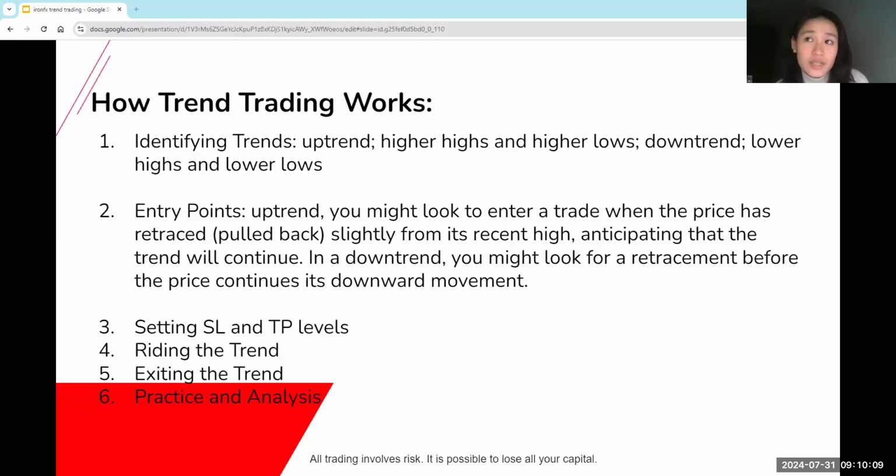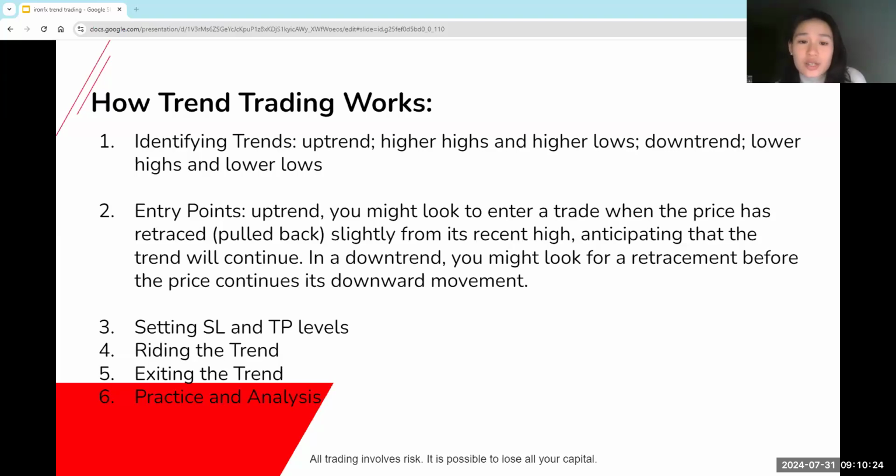Firstly, you want to identify the trend. So by looking at a chart, it's pretty easy to see if it's an uptrend. That would be higher highs and higher lows. Downtrend, there would be lower highs and lower lows.